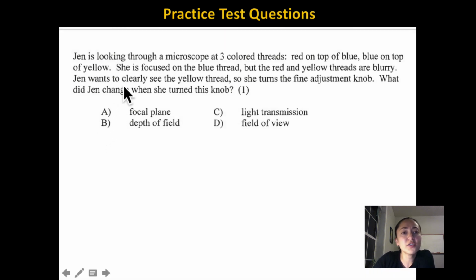So Jen is looking through a microscope at 3 colored threads. Red on top of blue, blue on top of yellow. She is focused on the blue thread, but the red and yellow threads are blurry. Jen wants to clearly see the yellow thread, so she turns the fine adjustment knob. What did Jen change when she turned this knob? Well, if you remember what I said when we talked about the microscopes, what does turning the fine adjustment knob do? Well, it changes the focal plane. So A is the answer to that question.